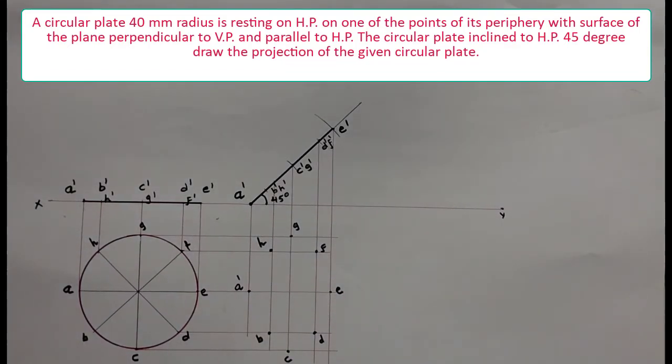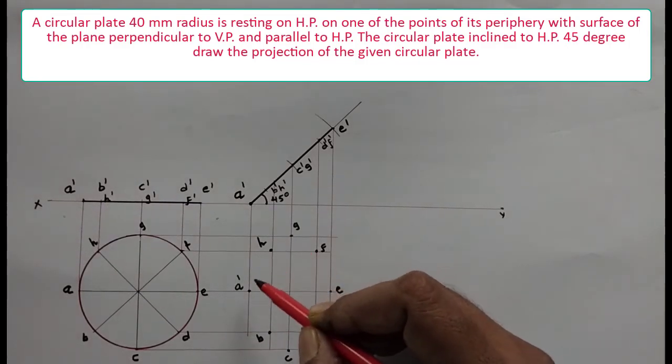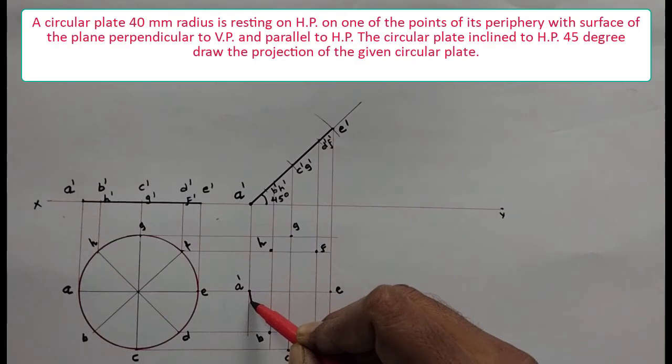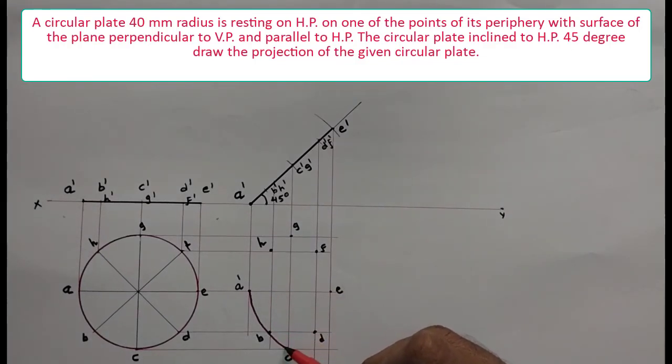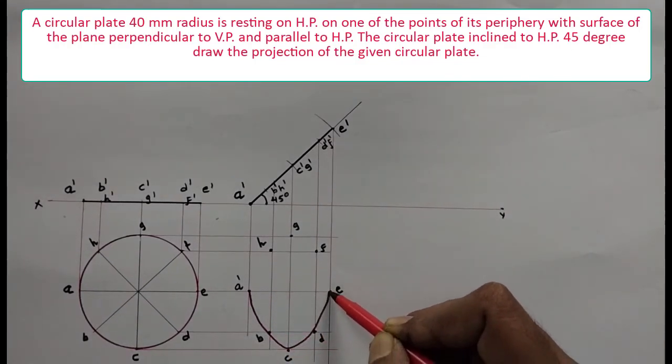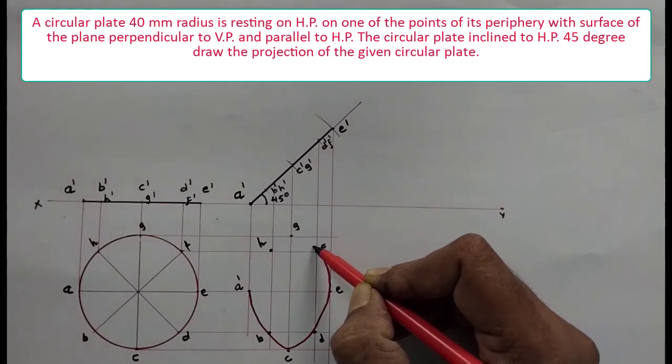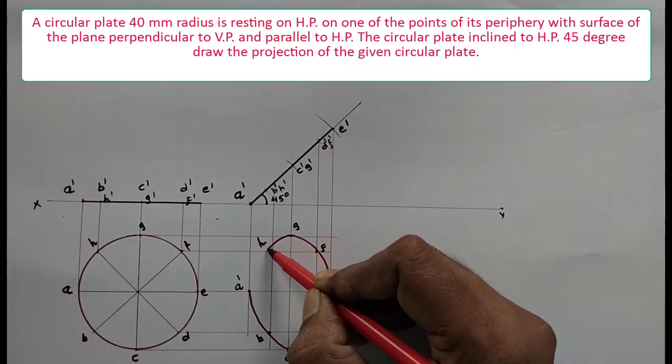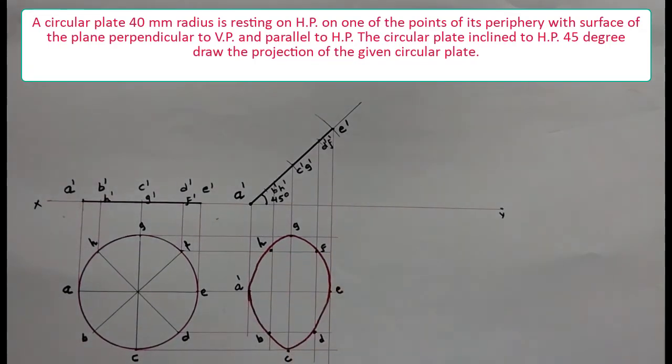Now you join all the points with smooth curves, because when you work with circular plates, in that case we join the points with smooth curves. So here your top view is looking like a slightly elliptical shape when your plate is inclined to HP and perpendicular to VP.